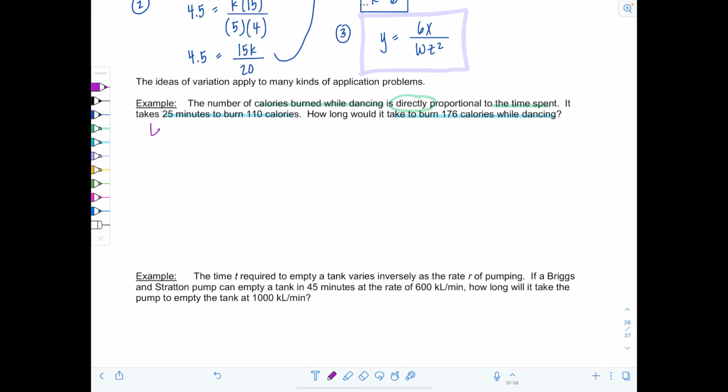Let's let C equal the number of calories burned, and then T is going to be the time spent dancing. Okay, love it. So first thing, we need our generic model, and the problem told me that these two variables are directly proportional. So their relationship is going to be expressed as C equals K times T. And that makes sense, right? The longer you dance, the more calories you'll burn. Cool.